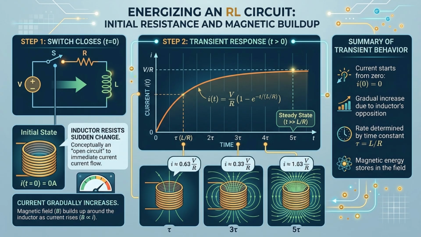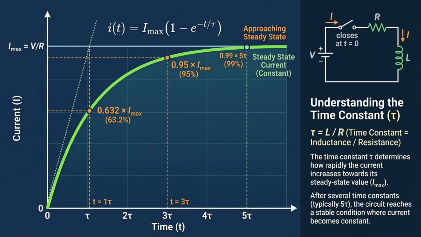At the moment the circuit is energized, the current starts from zero and gradually increases as the magnetic field builds up around the inductor. This increase in current follows an exponential function governed by the time constant, defined as the inductance divided by resistance. The time constant determines how quickly the current approaches its steady-state value. After several time constants, the circuit reaches a stable condition where current becomes constant.